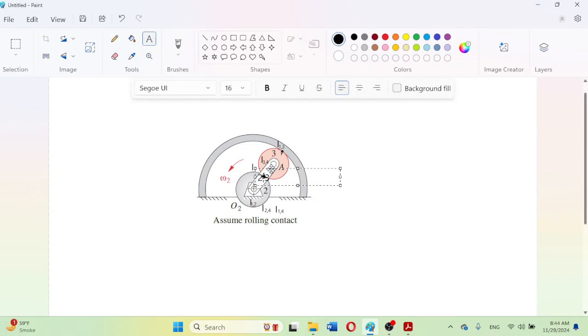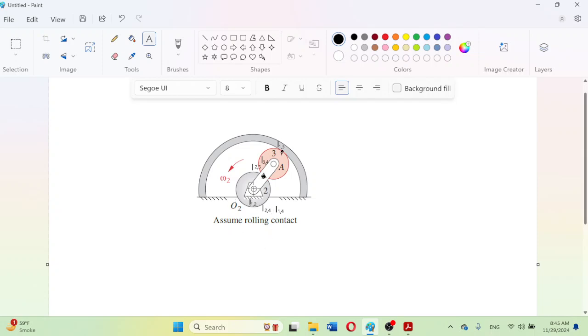The lower digit is written first while naming the instant center. So this is actually the instant center I2,3, this point. So all 6 instant centers have been found.